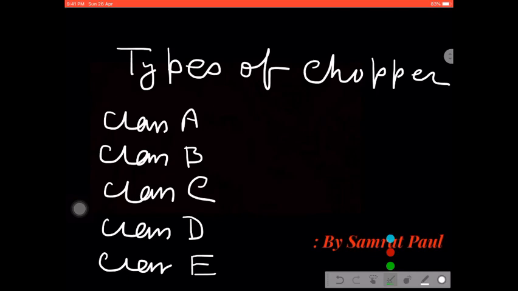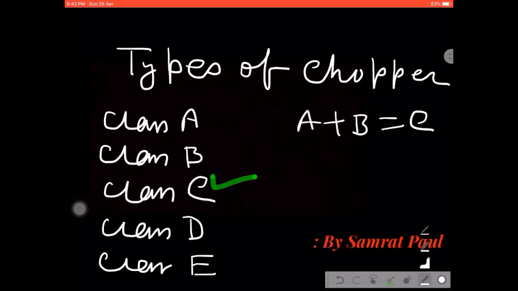So that means 5 types of circuits will be there for the choppers. Means Class A, Class B, and the summation of Class A plus Class B, which will give you the Class C chopper, and the Class D chopper, that is opposite of Class C, okay, and the circuit summation of Class C plus Class D, which will give you the Class E chopper.